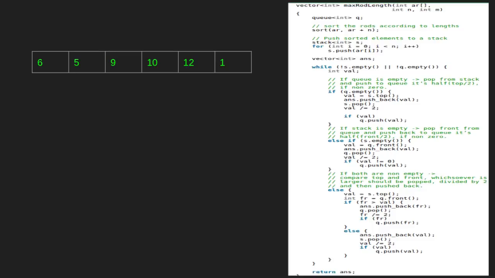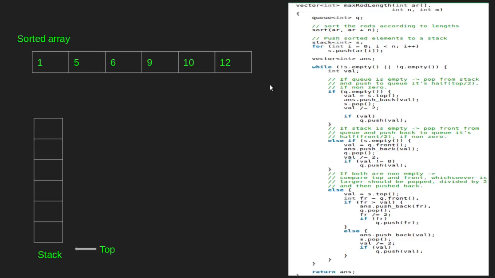Let us see the C++ implementation of this problem and understand it by taking an example. So here in this function, maxRodLength, the parameters passed are int AR, which is the array containing the lengths of all the rods, int N, which specifies the number of rods, and int M, which represents the number of queries. So let us understand it by taking an example. This is the array passed to the function. First of all, we'll sort this array by the sort function in STL.